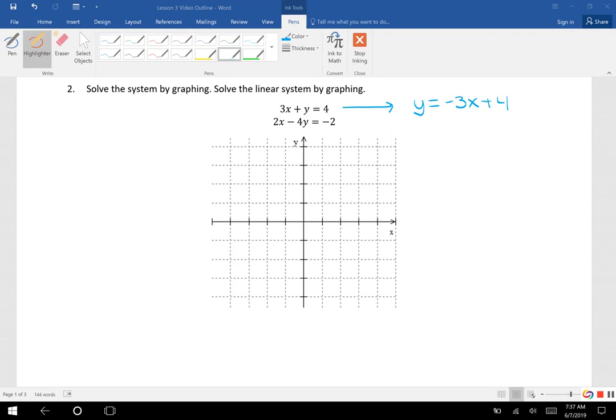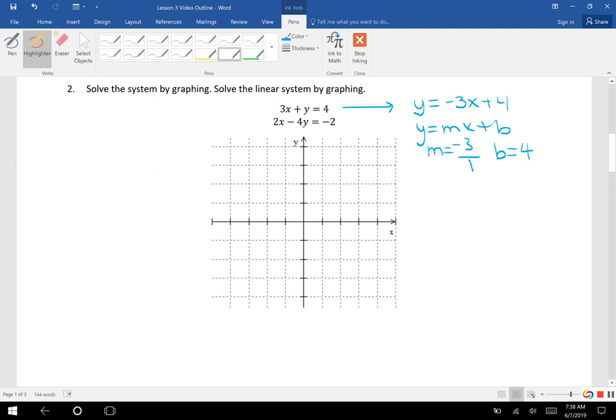If I want to figure out what point satisfies or lies on the graph of both of these lines, I can graph both of them on the same set of axes, and then just see where they cross. To graph this first line, I am going to solve it for y, so I subtract the 3x. This line is now in slope-intercept form. We reviewed that quickly last time. It's in that y equals mx plus b form. So the m is -3, or -3 over 1, and the b is +4.